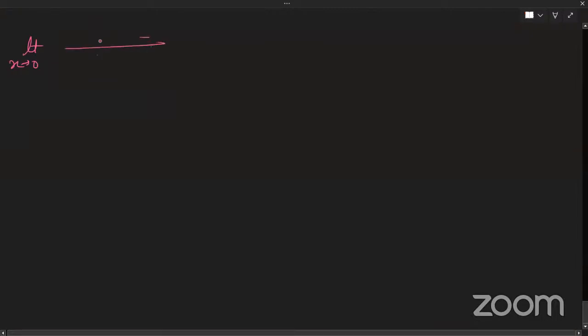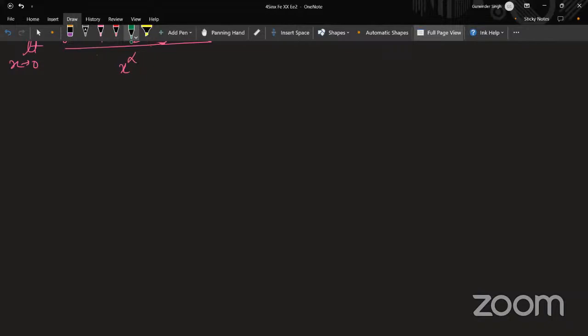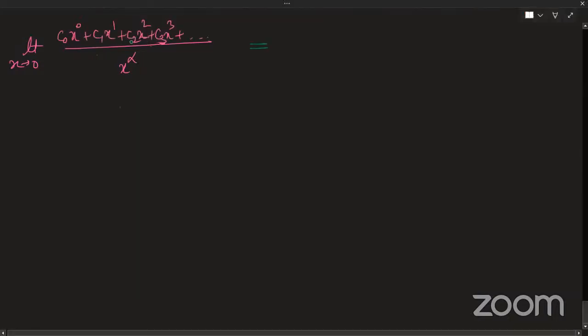So, just seeing it again. For example, you have a polynomial at the top, with the limit as x is tending to 0: C naught x raised to 0 plus C1 x raised to 1 plus C2 x square, C3 x cube, and so on, up to some powers. And in the base, you have x raised to some power of alpha. And it is told to you that the value of this limit is finite.